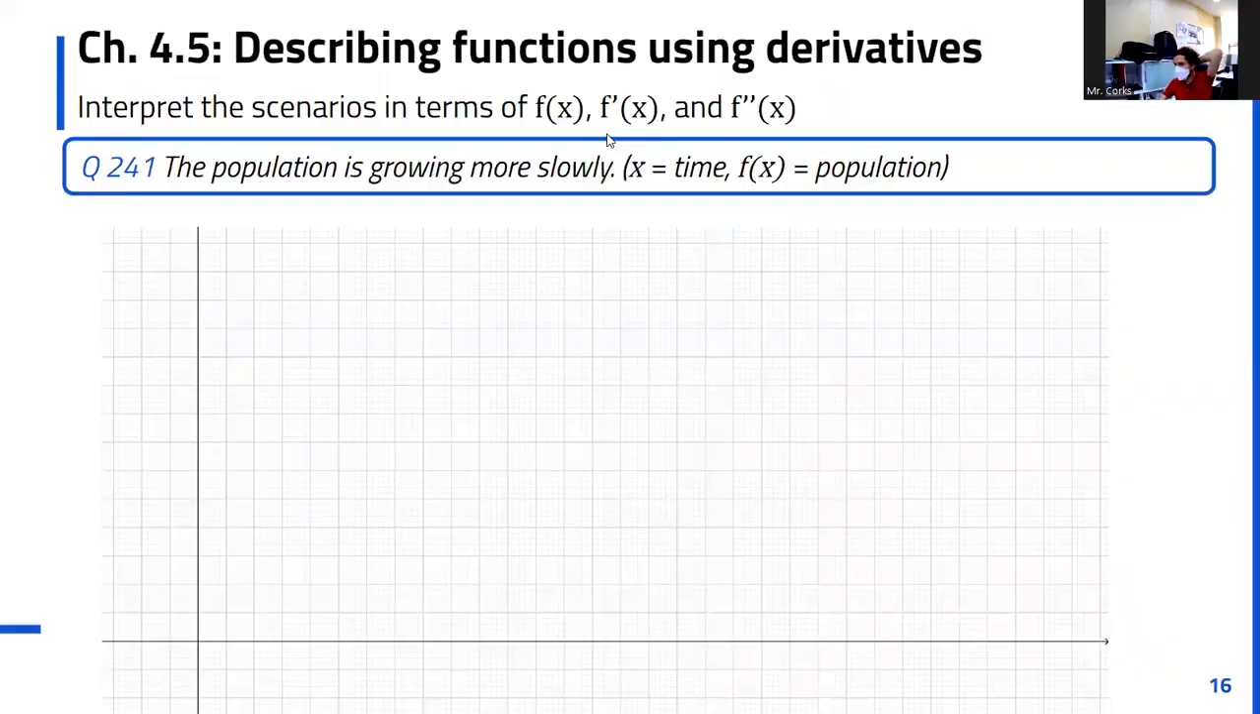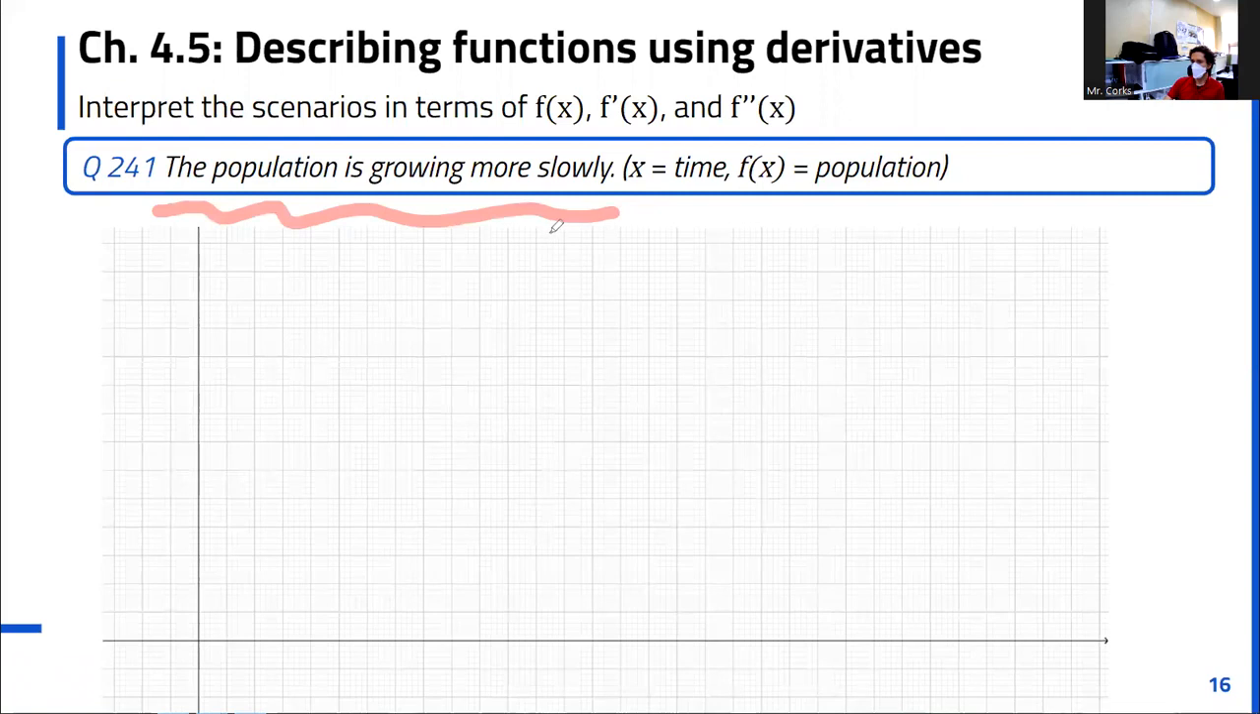Okay, with that reviewed, now we are ready to start the actual questions here. So this is asking us to take some sort of real world scenario with these representations for our variables and say, well, what is f of x doing? What is f prime of x doing? And what is f double prime of x doing here? Okay, population is growing more slowly.